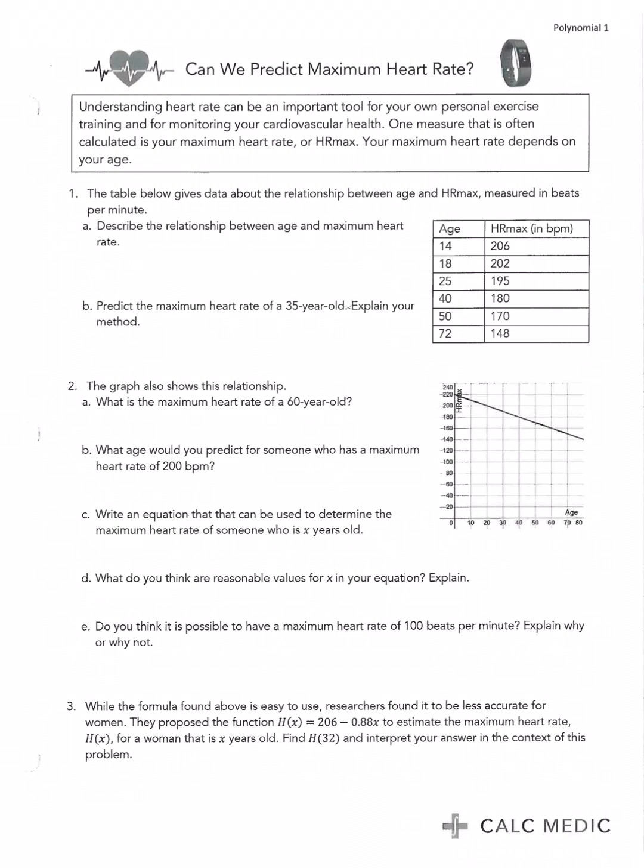So normally what you do is, can we predict maximum heart rate? All right, what are we looking at here today? Understanding heart rate can be an important tool for your own personal exercise training and for monitoring your cardiovascular health. One measure that is often calculated is your max heart rate, or HR max. Your maximum heart rate depends on your age. This is a very telling statement here. Your max heart rate depends on your age.